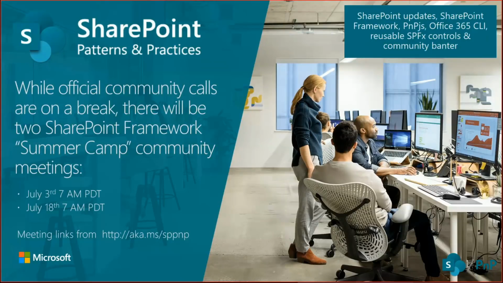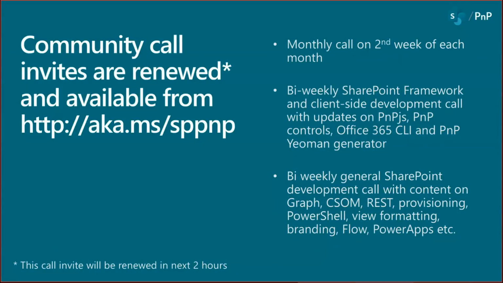Now, and then in August, we'll move back to the normal community calls after the, in quotes, summer camp community meetings. Now, like mentioned, we are renewing the community call invites. So all of these have been renewed except this particular call. I haven't renewed the ICS file for this particular call yet. It's going to be available in the next 2 hours. So the monthly community call ICS file and the links have already been updated in the community call site and at aka.ms/sppnp, and the biweekly SharePoint Framework invite has been renewed already there.